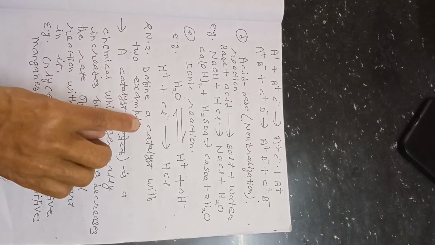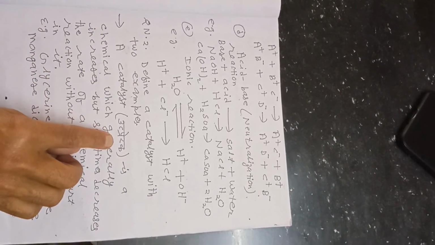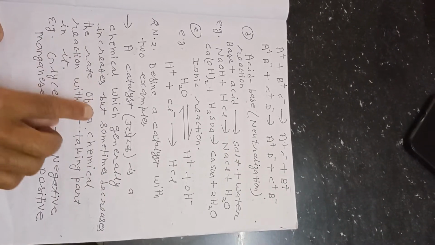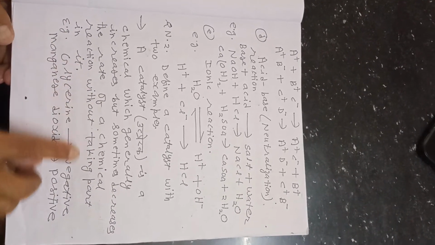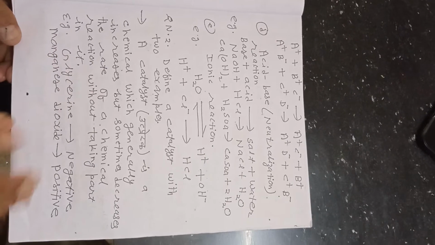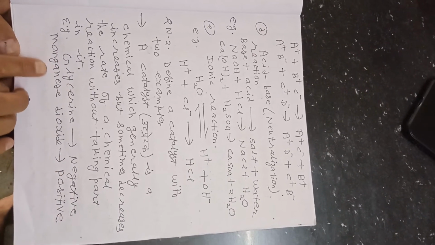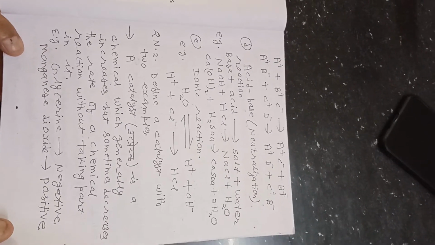Question number 2. Define a catalyst with two examples. A catalyst, in Nepali utprerak, is a chemical which generally increases but sometimes decreases the rate of a chemical reaction without taking part in it. The mass remains constant. Example: glycerin, negative catalyst; manganese dioxide, positive catalyst. Other positive catalysts are nickel, copper, vanadium pentoxide, etc.